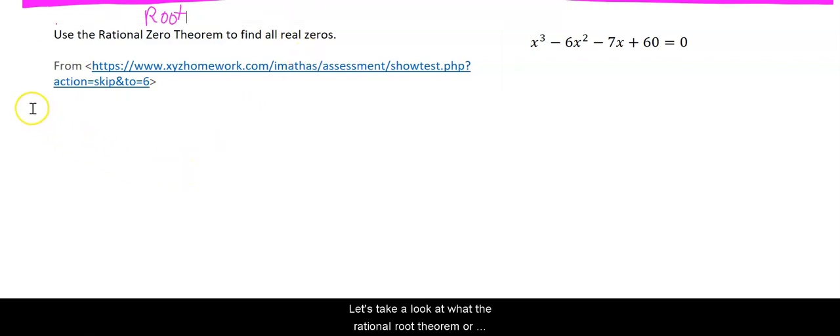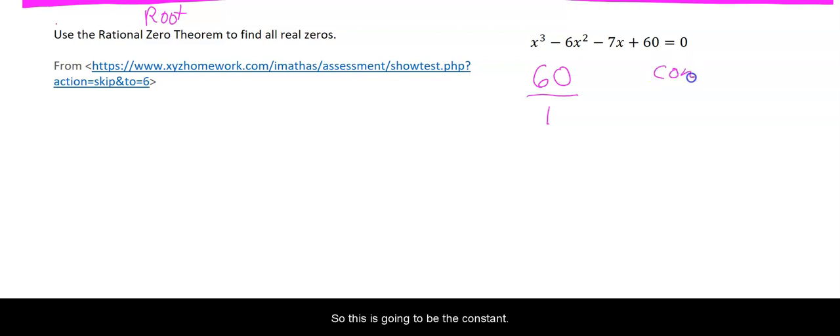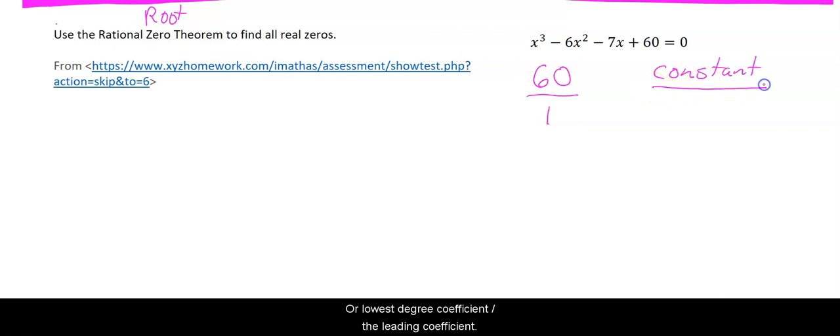Let's take a look at what the rational root theorem or rational zero theorem says. It assumes that you have your polynomial written in descending order, highest power, second highest, and so on, down to the constant last. It wants you to take the constant and put it in the numerator, then divide by the leading coefficient, in our case a 1. So this is going to be the constant, or lowest degree coefficient, divided by the leading coefficient.